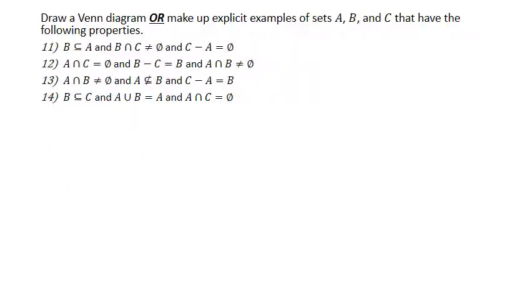Okay, so for 14, B needs to be a subset of C. So C is going to be here, and then B is going to be inside of it. And then A unioned with B should equal A.